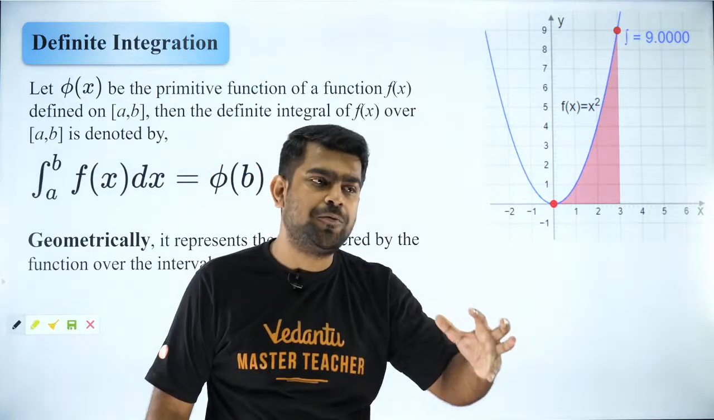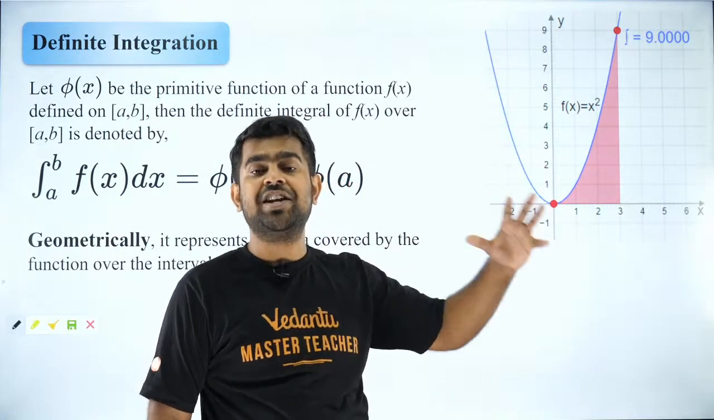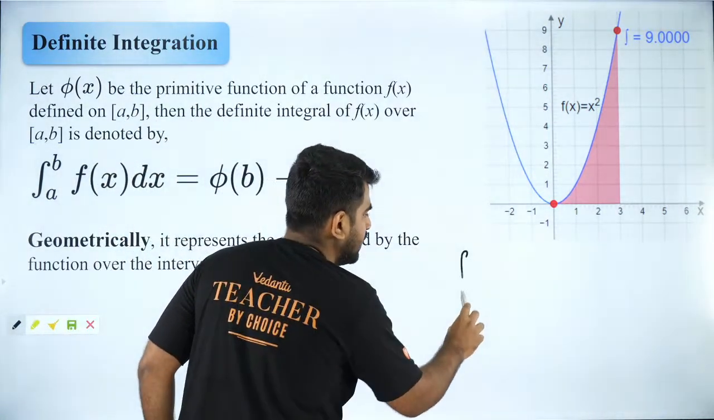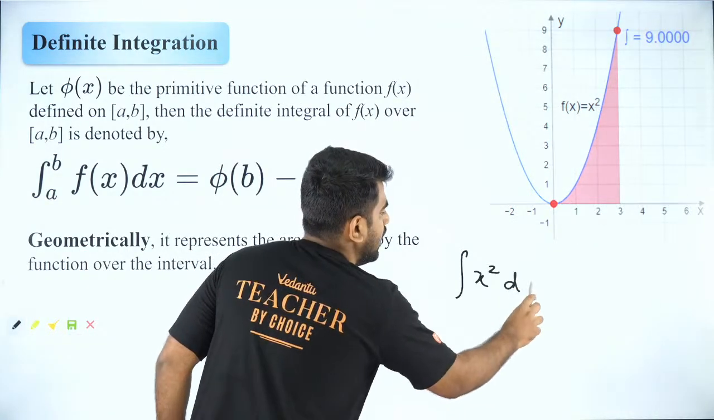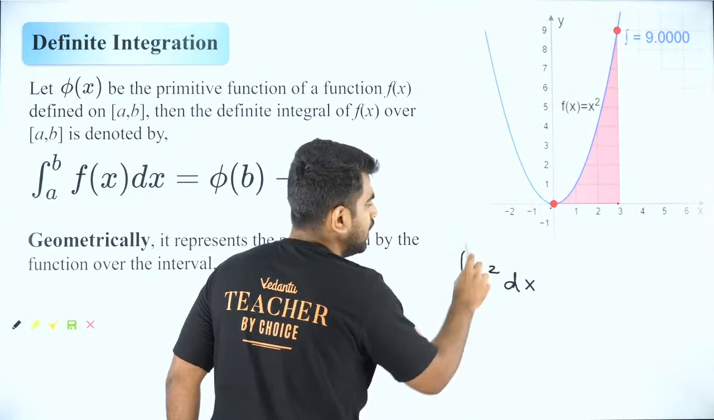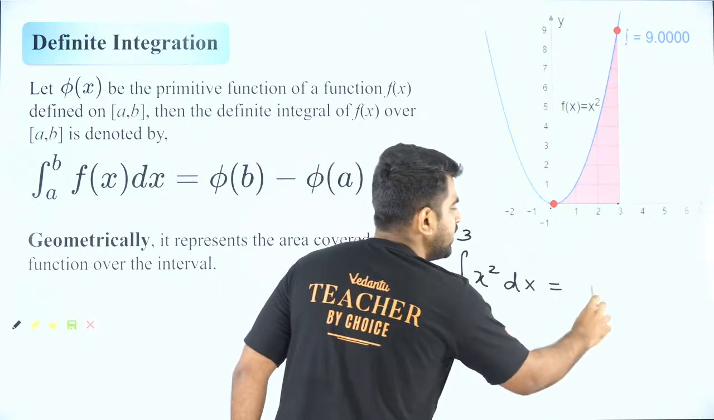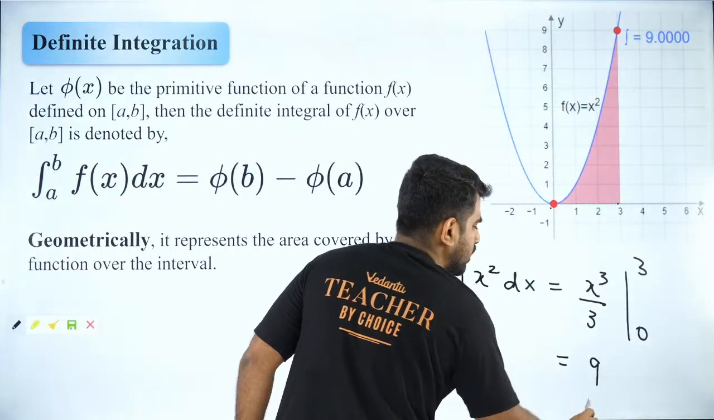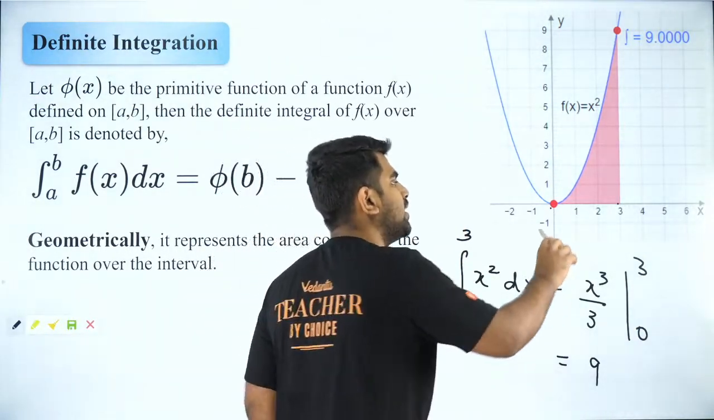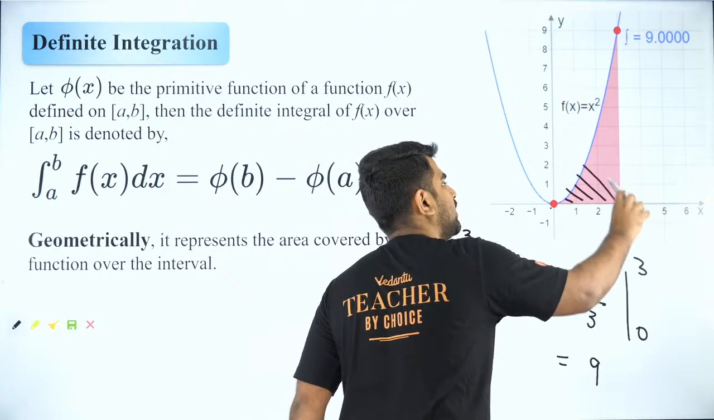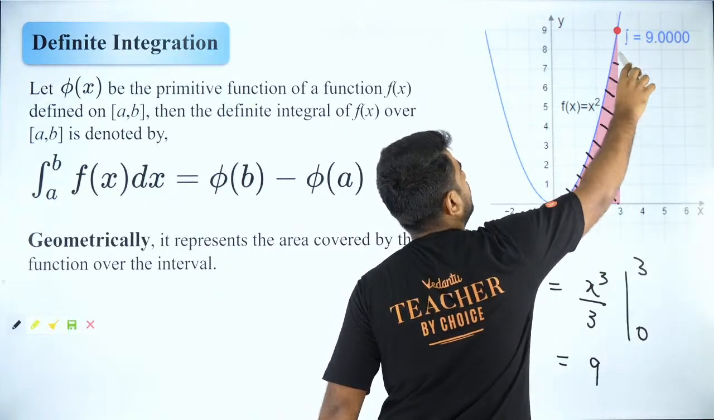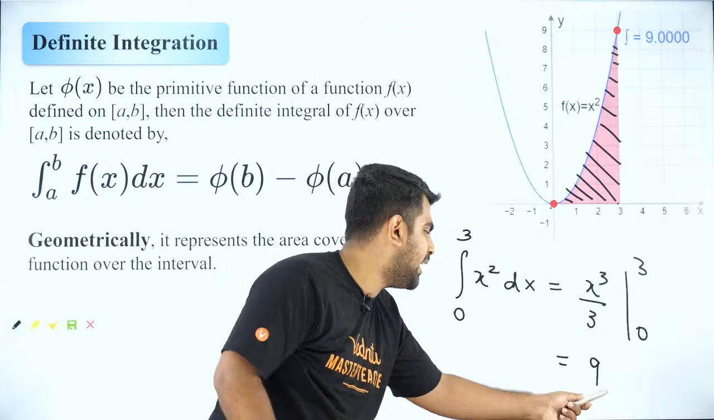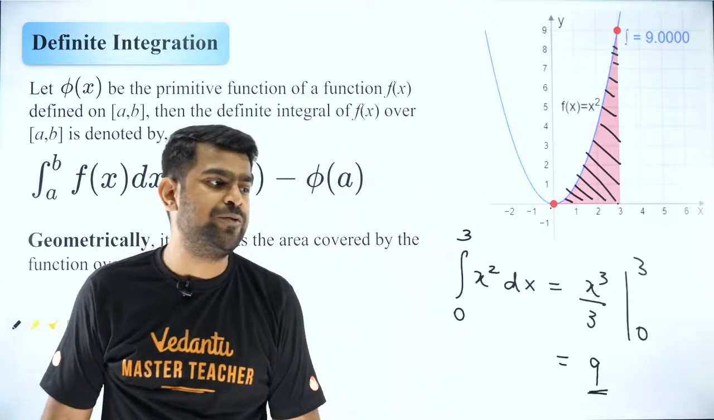We will discuss more of it in the chapter on areas, wherein we will see different cases. But now if I take a function, integral of x square dx, from 0 to 3, what does this give me? This I know is x cubed by 3 from 0 to 3, that will be equal to 9. So what is this 9? This 9 is nothing but the area of this shaded region. So this is another use of definite integration.